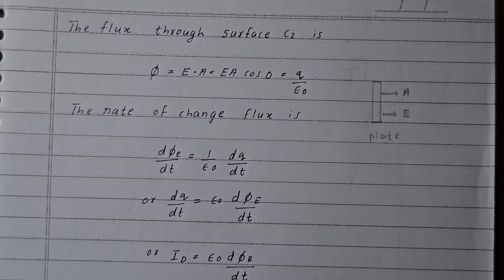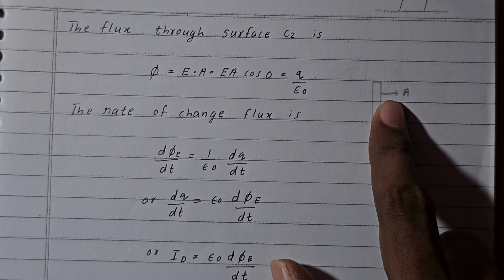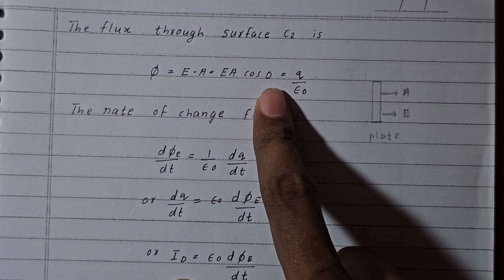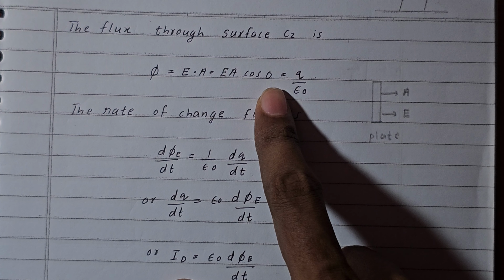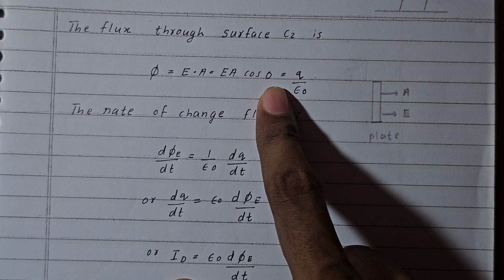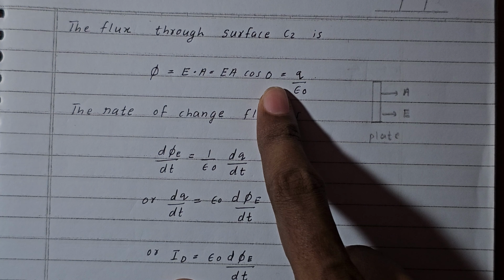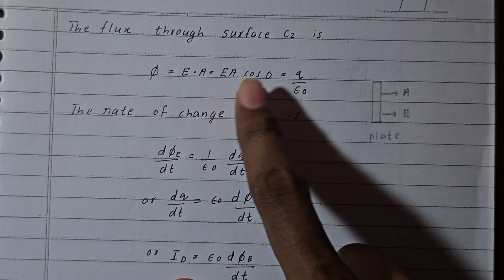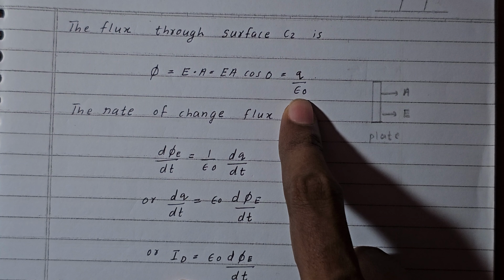Then the flux through the surface C2 is phi is equal to E dot A, which is equal to EA cos 0. Here the electric field and area vector are parallel, so theta is 0. Substituting the value of electric field E is equal to Q by epsilon 0 A in the equation, we get phi is equal to Q by epsilon 0.